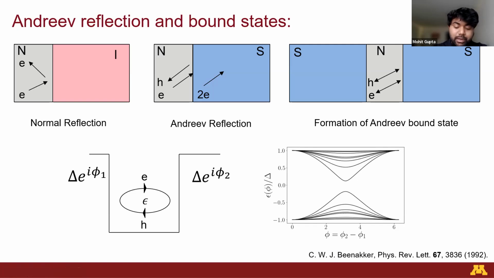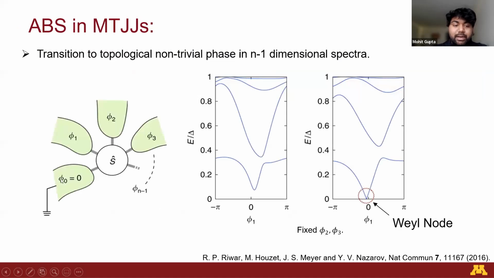Similarly, one could evaluate this for a multi-terminal device. Here, if you have n superconductors connected to each other via the scattering matrix S, then the Andreev bound state spectra would be n-1 dimensional. So we already see that this spectrum is not bounded by 3 dimensions as a conventional material would be.